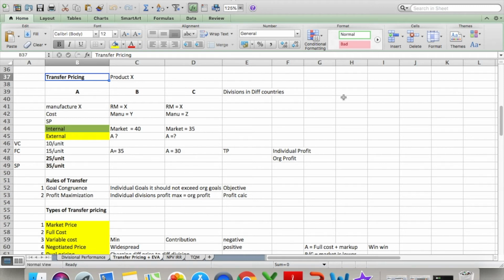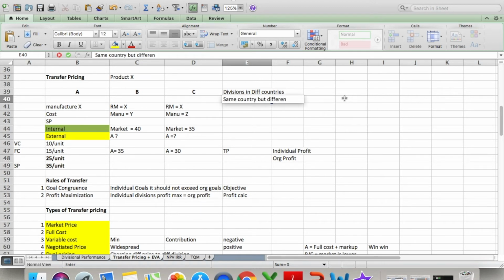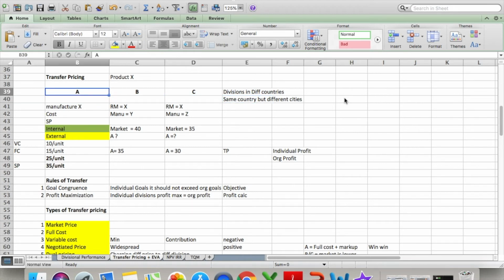All right, let's start off with the concept of transfer pricing. Transfer pricing is basically based on the concept that we have three or more different divisions in an organization. The divisions could be in different countries, or in the same country but in different, let's say, cities, right? So these two could be the scenarios, and in such a case, in transfer pricing, let's suppose, I've made a table on three divisions A, B and C. So we have product X that we're going to focus on.